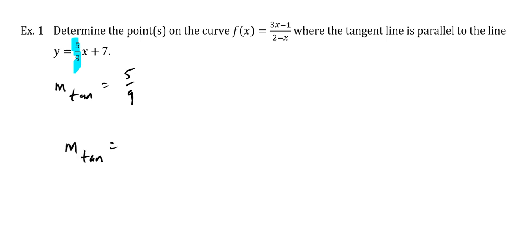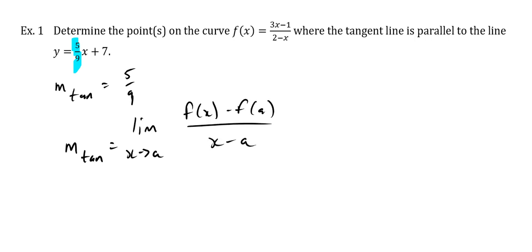Slope of the tangent equals the limit as x approaches a, f at x minus f at a over x minus a. And I can sub in 5 over 9 at this step. You could do it now or you could do it later. I guess it depends on how you want to write it. So 5 over 9 equals, but you still need this limit statement.